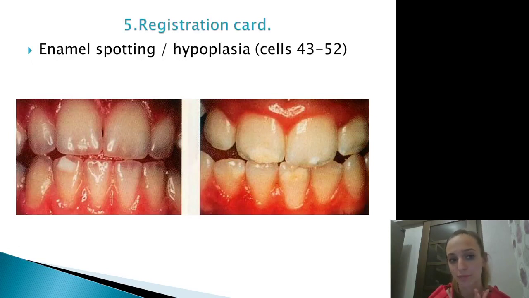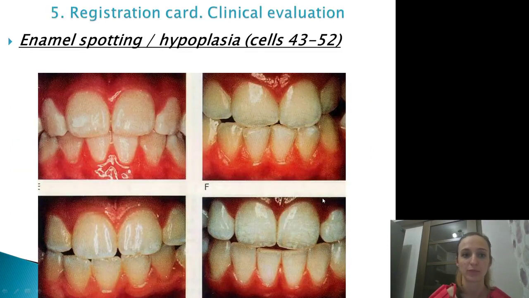Registration card, please look at these pictures. You can see enamel spotting and hypoplasia. It is cells 43, 52. It is cells in the registration card. And please look, if you see white spots, it is hypoplasia of enamel. Registration card, clinical evaluation, enamel spotting.